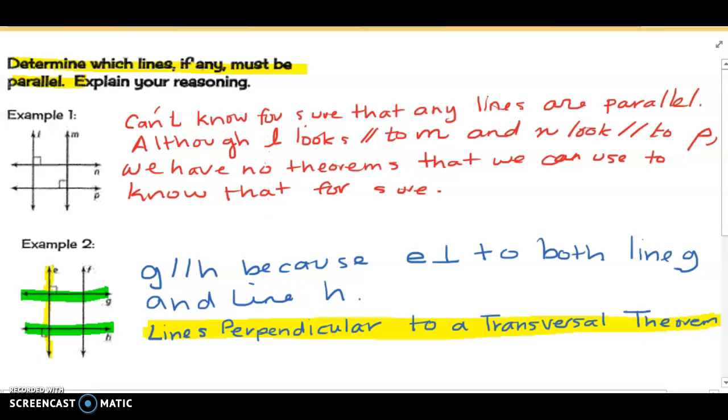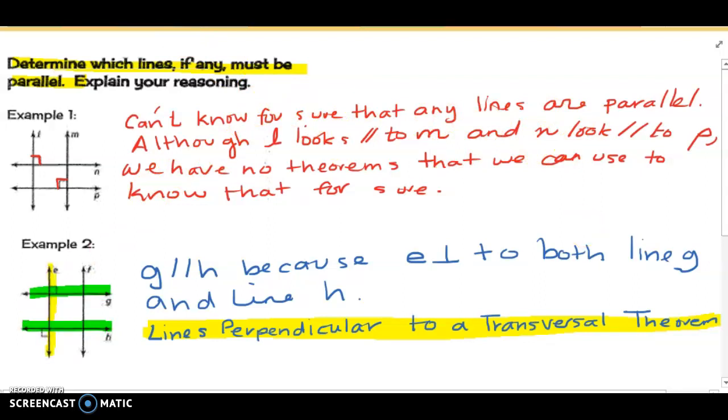But the places we have these 90-degree angles, notice they're not along the same line. This is along L and N, and this is along M and P. So they don't really cross, so there are no theorems that we can use to tell for sure that any of those lines are parallel.